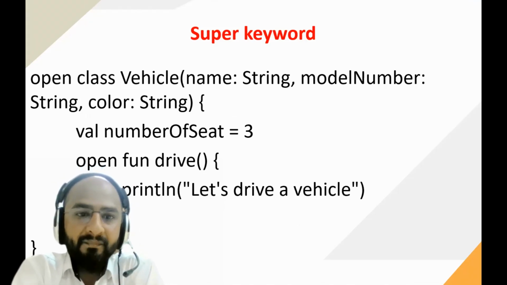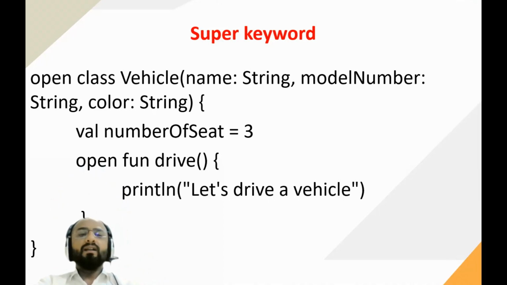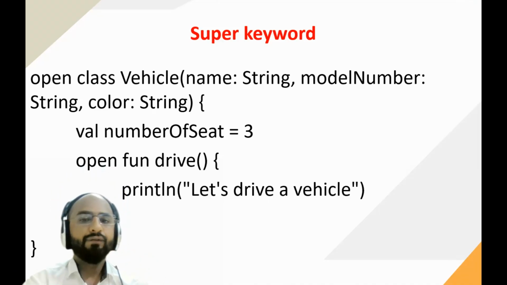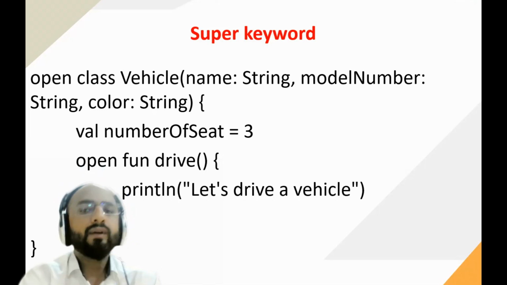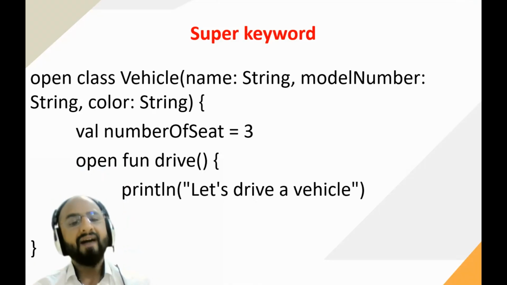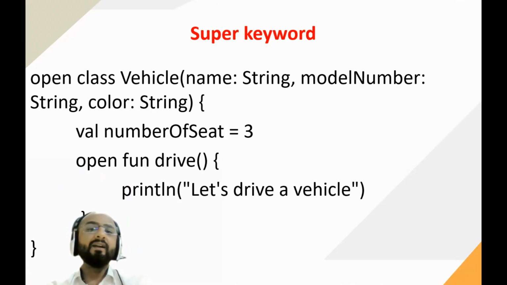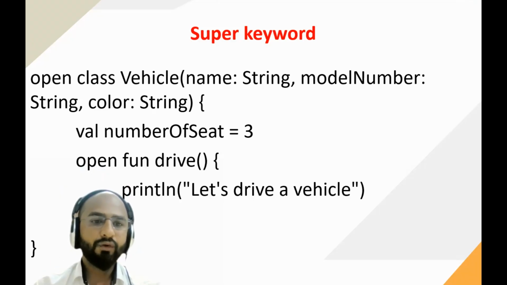Let's say for example, there is a class named Vehicle. In Kotlin, all classes are final by default. It cannot be inherited by default, like in Java. In Java, you can inherit any class into the child class. But in Kotlin, all classes are final by default. It means it cannot be inherited. If you want to make it open for inheritance, you just need to write the open keyword before the class. Say for example, over here, I have written the open keyword.